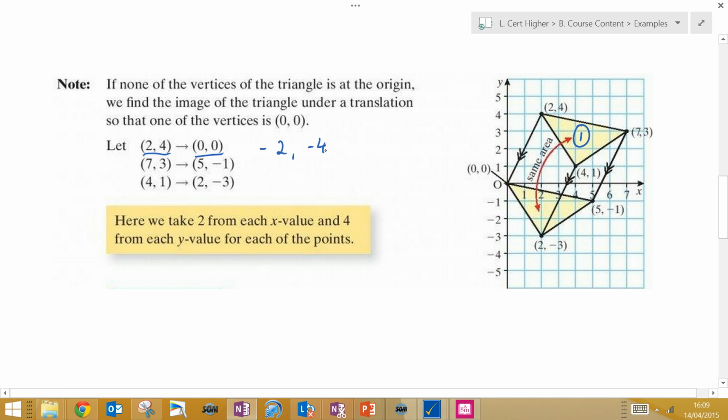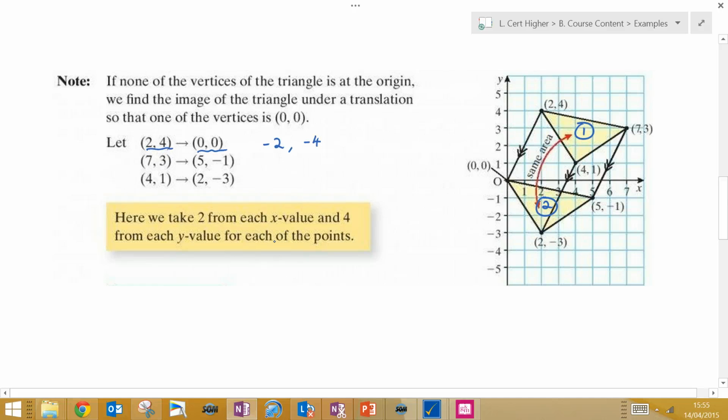We must do the same to each other point. (7, 3) therefore becomes (5, -1). And (4, 1) maps to (2, -3). This now gives us the second triangle in the diagram. However, triangles 1 and 2 have the same area.